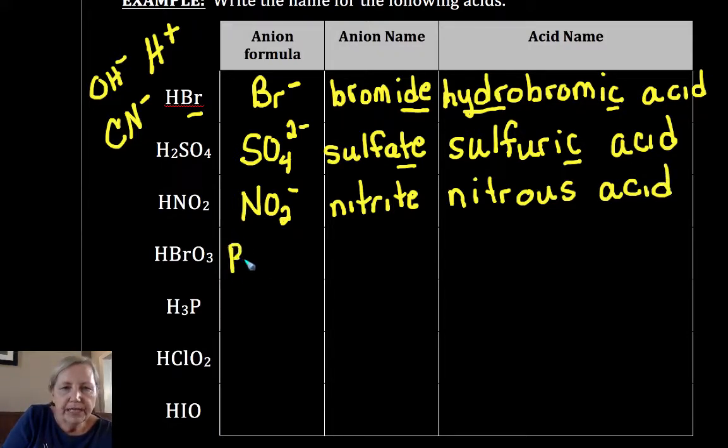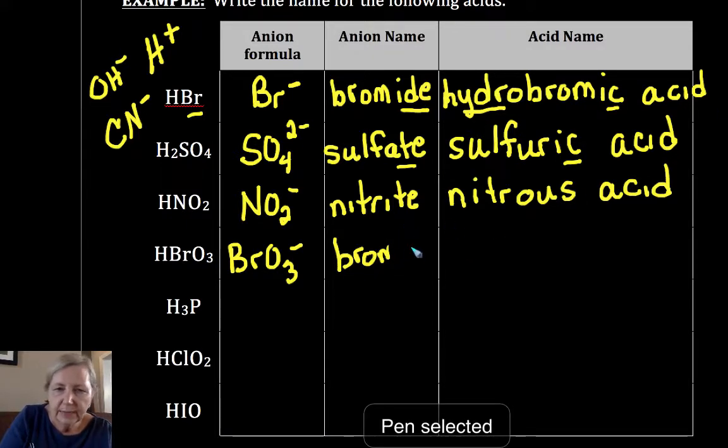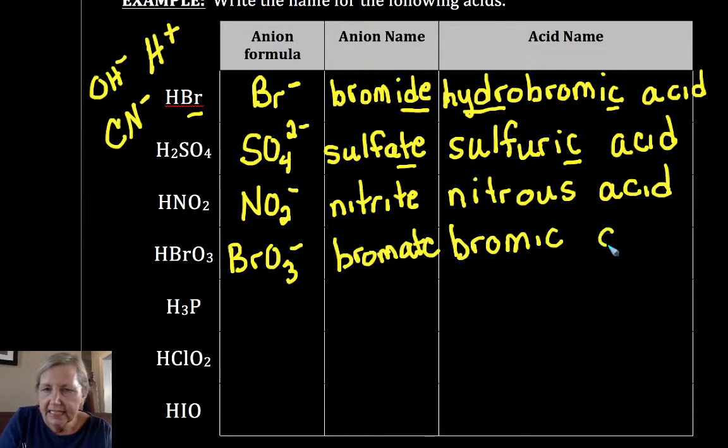Okay, now we've got BrO3 minus. Bromite, ite goes to, or excuse me, bromate, almost made a mistake there. That's the bromate ion. Ate goes to ic, bromic acid. There's an oxygen in there, so don't get tempted to add that hydro, because remember, hydro, no O.